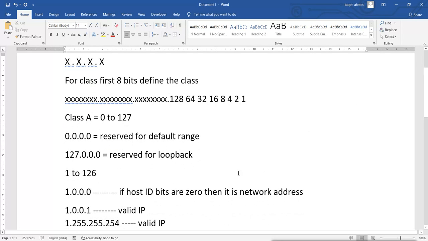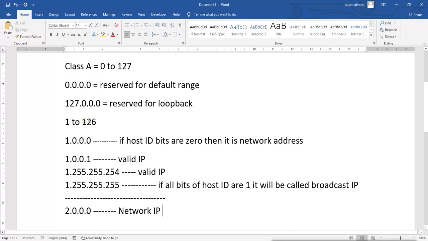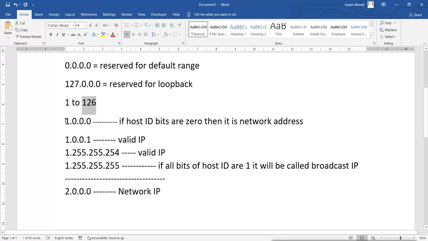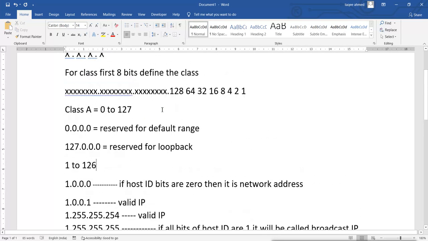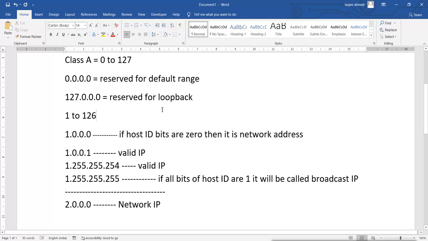So it will go up to what, 127, or we can say 126 for the valid IPs. That means 1, then 2, then it will again have those IPs, then it will become 3 here, then 4, then 5, then 6, and so on. It will reach 126, that is a valid IP, and then it will reach the end of the IP, 127, and that is the last IP of class A.